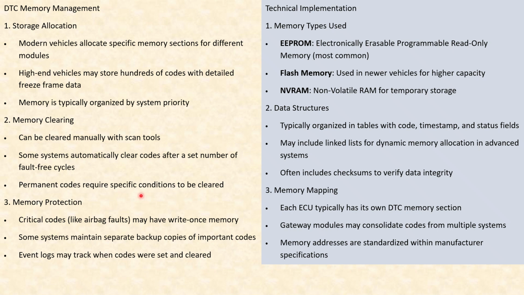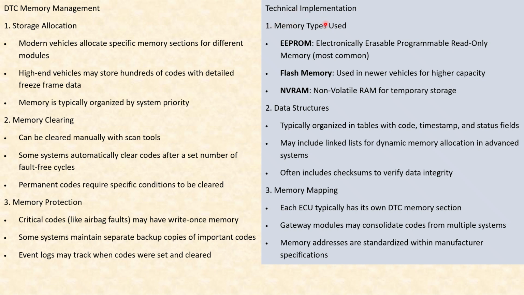Okay, now third one, the memory protection. Critical codes may have write once memory. Some systems maintain separate backup copies of important codes, and also event logs may track when codes were set and cleared. So when it comes to memory management, first vertical is storage allocation, next is memory clearing, and next is memory protection. Now, how do you implement this memory management?